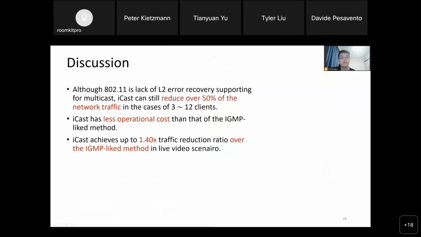So the evaluation results show that although the current wireless network lacks link layer error recovery support for multicast, ICAST can still reduce over half of the network traffic in the case of 3 to 12 clients requesting the same content. Besides, ICAST has the least operational cost and performs better than traditional IGMP-like methods when facing dynamic requests, such as the live video scenario.